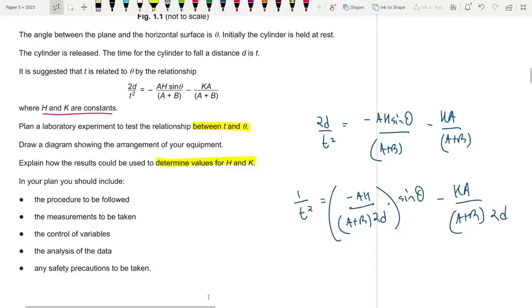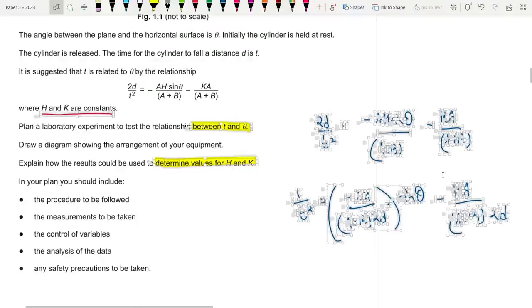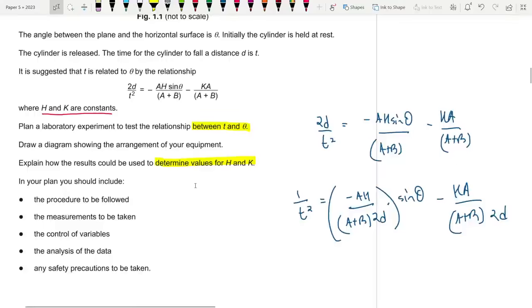So what do we have finally? For the analysis, it should be like this. Plot a graph of 1 by t square against sine theta. The dependent variable against the independent variable. And since there's a sine here, I include that as well. So plot a graph of 1 by t square against sine theta. The relationship is valid if a straight line is produced that does not pass through the origin due to the presence of this y-intercept, okay? And yeah, we need to say how to find out the values of h and k.